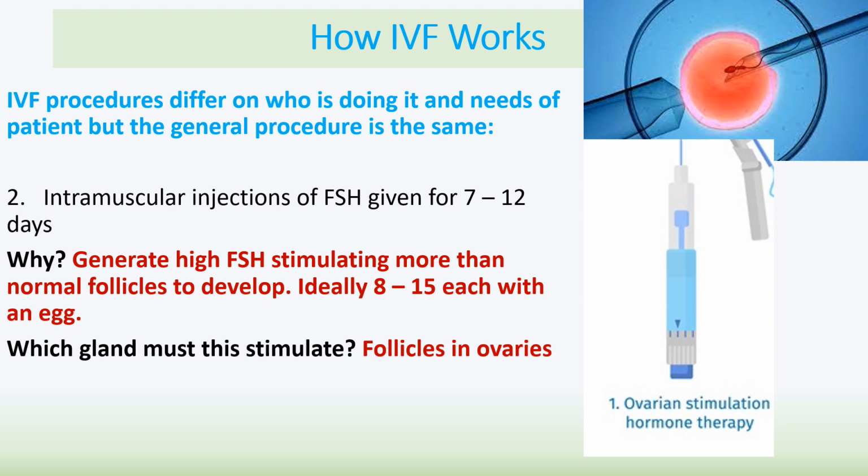Just to recap, for the first stage, we prevented the production of FSH and LH to control the exact timings. Then step 2 is when we're ready to cause the egg to be matured, we inject FSH for 7 to 12 days, ideally stimulating up to 8 to 15 follicles to mature with an egg in there. And that is obviously the ovaries where the follicles mature.